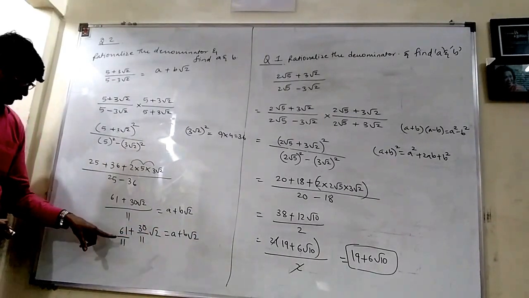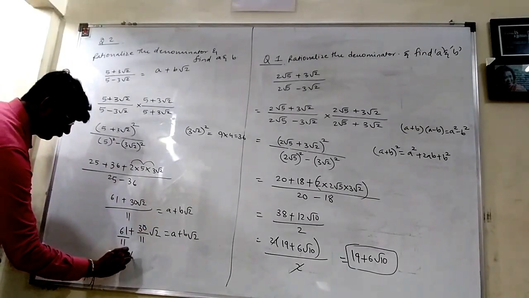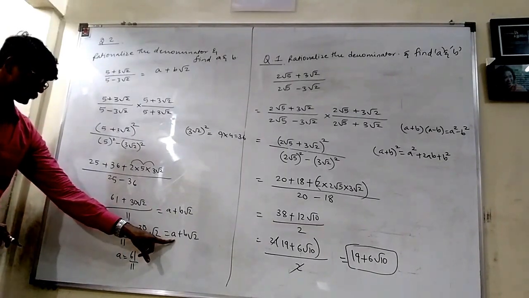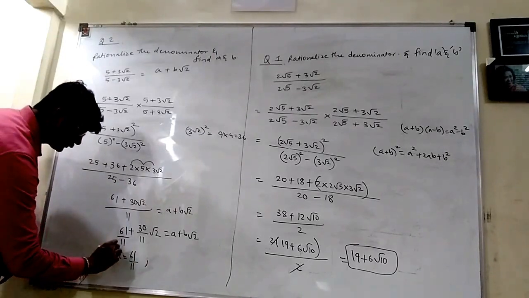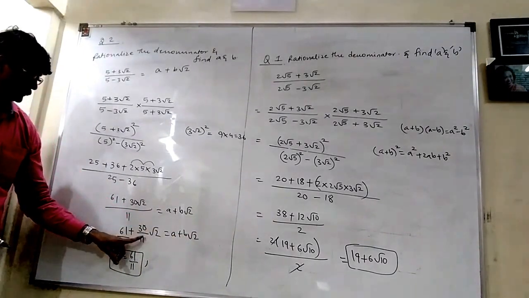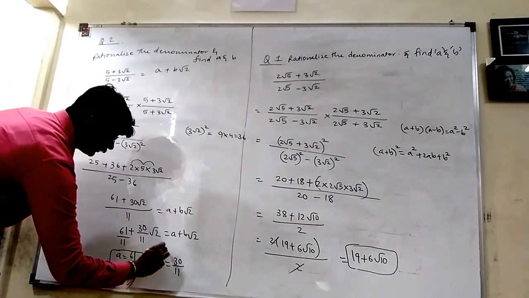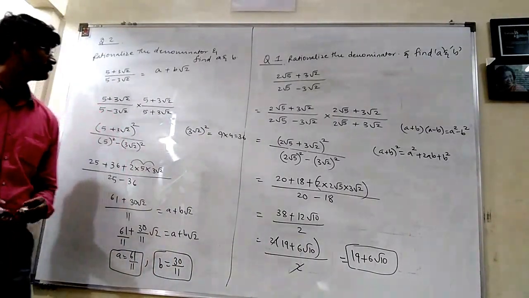So what will happen now? A's value is this 61 by 11. Just by comparing this left hand side with right hand side, you come to know A's value is 61 by 11, and B's value, the coefficient of root 2 is B, so that is 30 by 11. I hope this video will be helpful for you all. All the best.